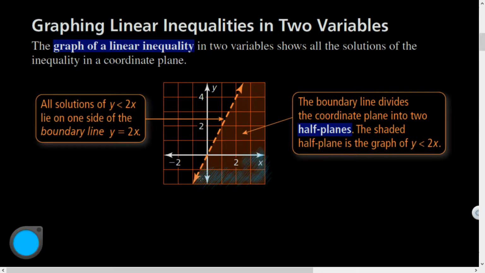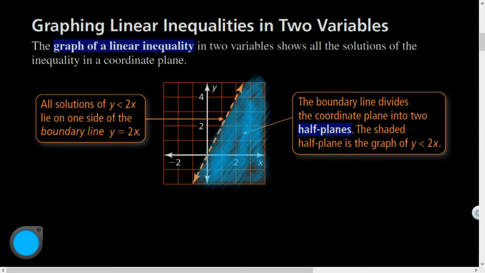I'm going to shade right here like they did, because you might not be able to notice that they shaded that in. Right? They're saying all of the solutions are everything in this shaded region. Okay? So the graph of a linear inequality in 2 variables shows all solutions of the inequality on a coordinate plane instead of just a number line. And all of the solutions lie on one side of the boundary line. So here's the boundary line, like so. And all of these are the solutions.